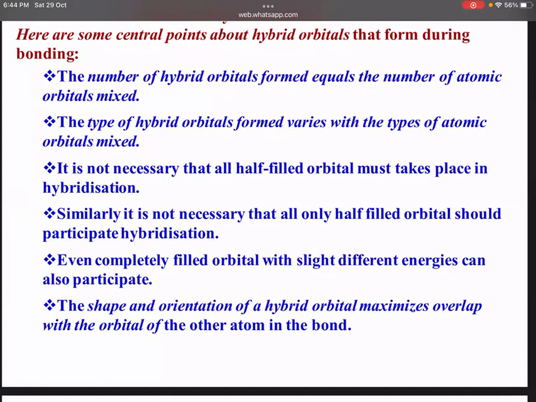Okay, the hybrid will undergo hybridization, it will form a hybrid orbital, and then only overlap will occur. So it will undergo half-filled and completely filled orbital overlap also. All of this depends on the overlap.